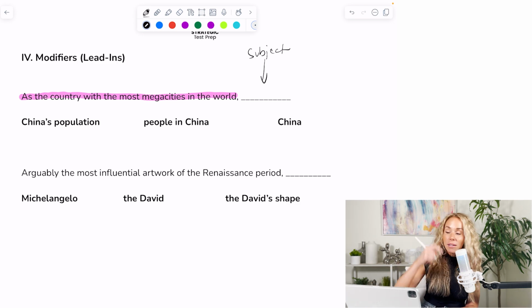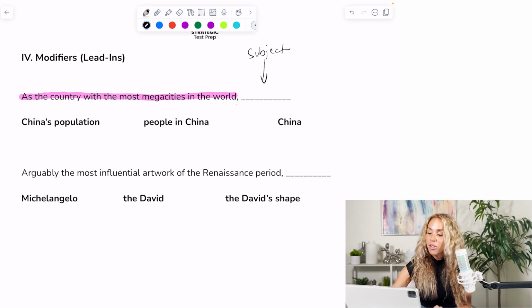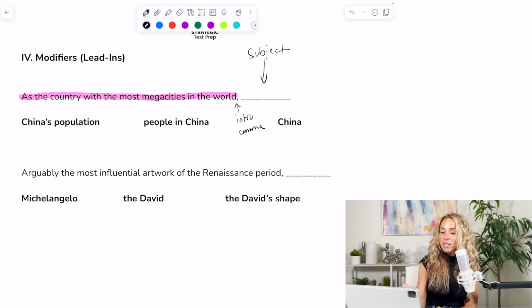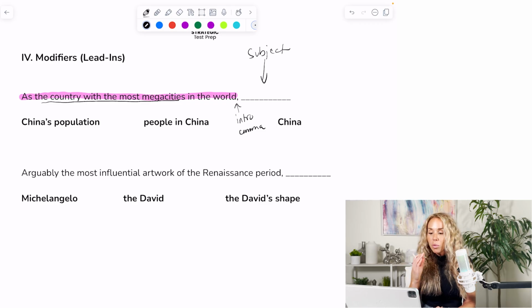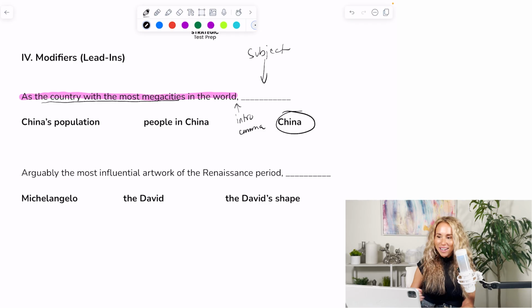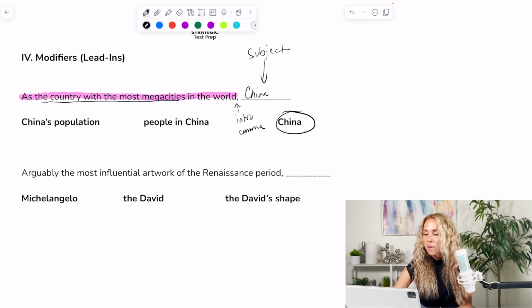I mean immediately after that. The next word after this intro comma is going to be the subject. Now the subject is the country with the most megacities. So I need to pick a country. So when I'm choosing between those 3 options, I'm gonna go with China. That should be the next word.